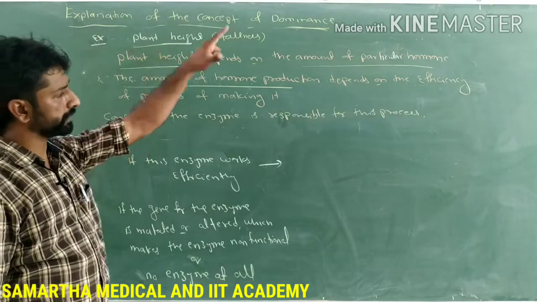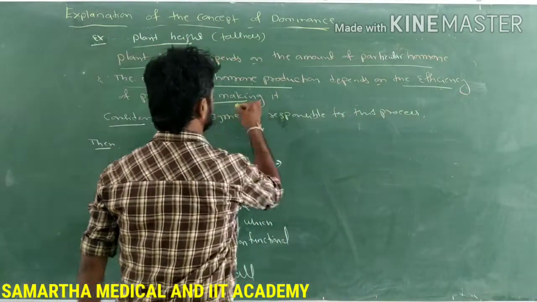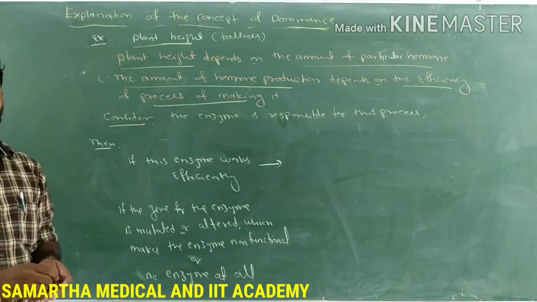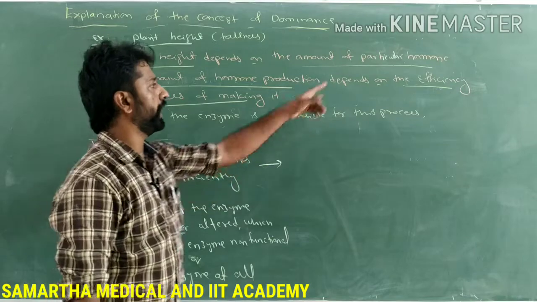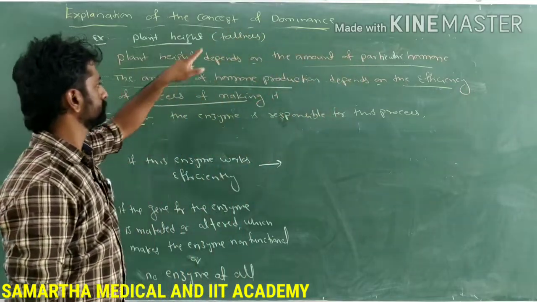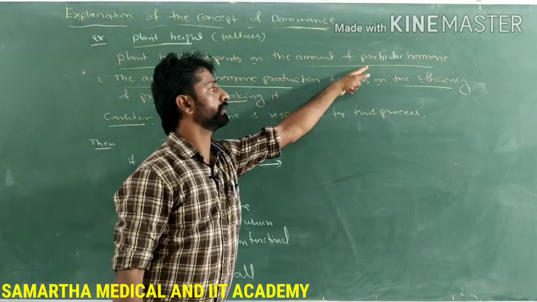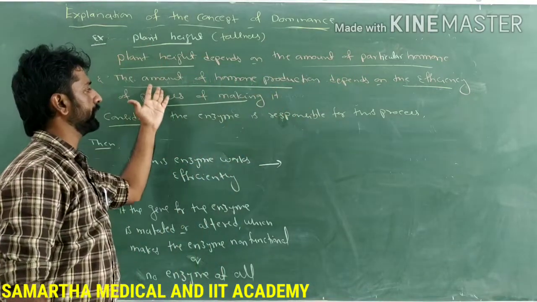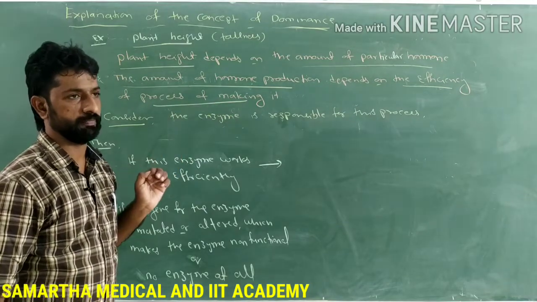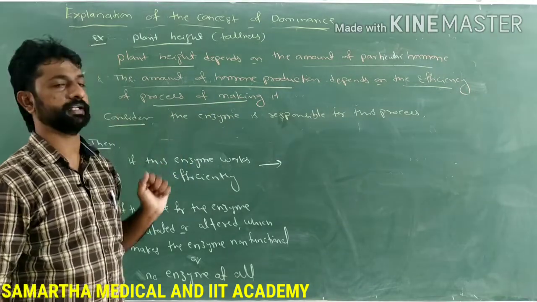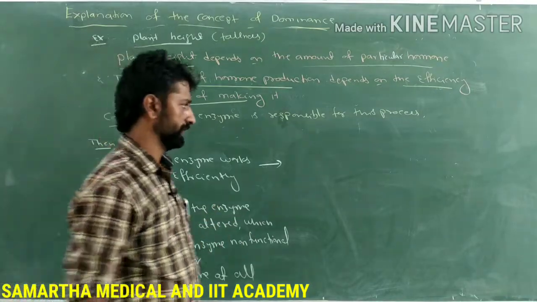The amount of hormone production further depends on the efficiency of the process of making it. The amount of hormone decides the height of the plant, and the amount of the particular hormone will depend on the efficiency of the process of making it. Let's understand it by taking a live example or day-to-day life example.